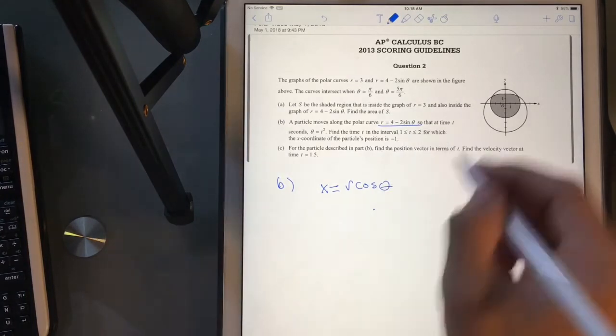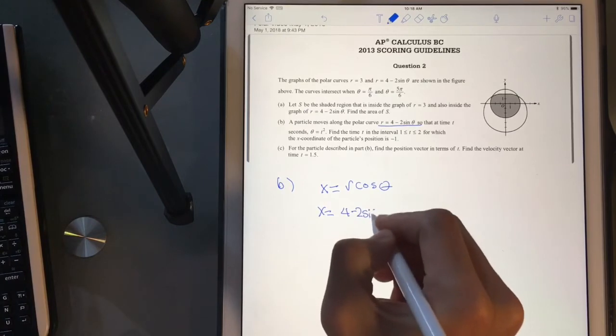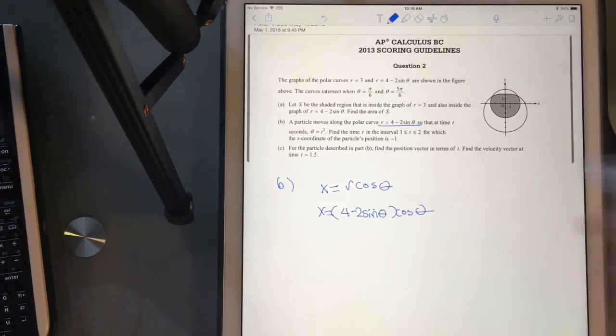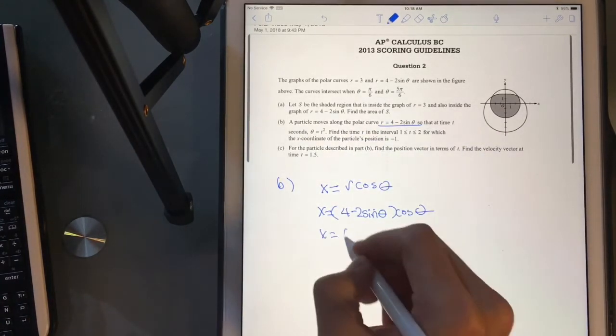Now, using this, we can figure out what x is, because they've given us r. Now, they also tell us that theta equals t squared, so let's just plug that in. X equals.